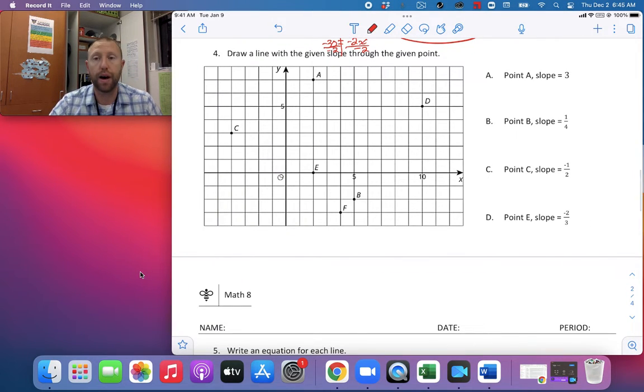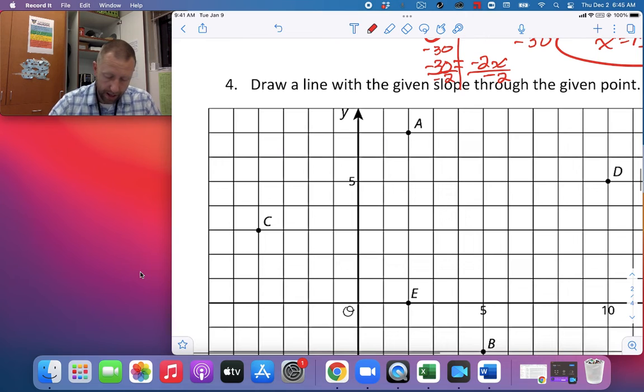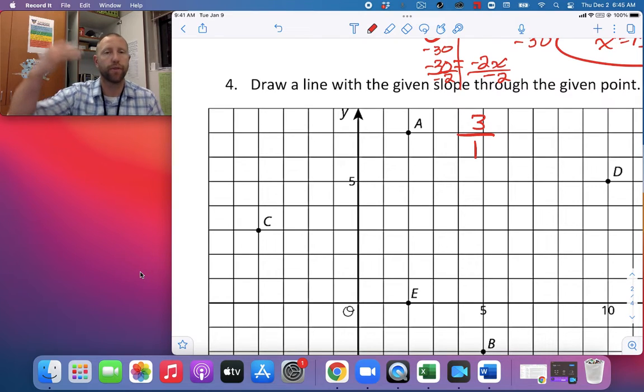All right, so point A, and I have to have a slope of 3. So point A is right here. Okay, if my slope is 3, that means I need to make it into a fraction because I need to know the vertical distance and the horizontal distance. Right, vertical distance is on top, so I'm supposed to go up 3. Well, I can't really do that. It goes off the graph. But I can go backwards. I can go down 3.